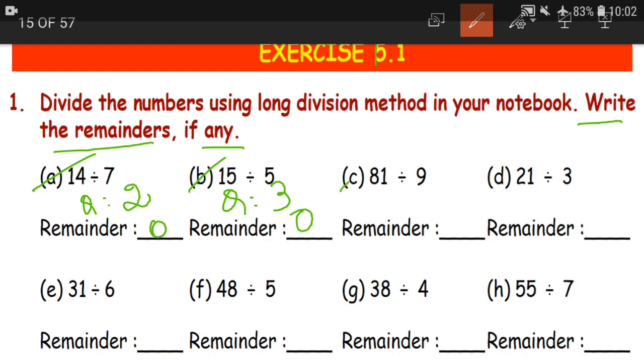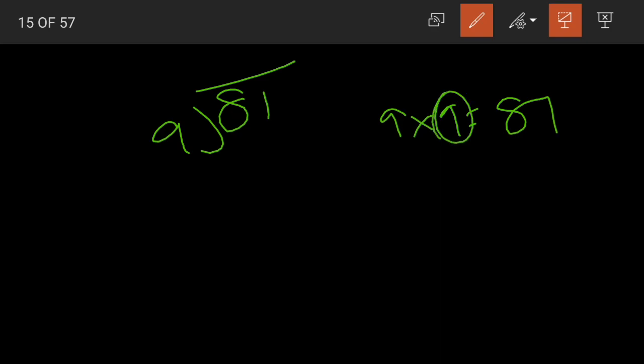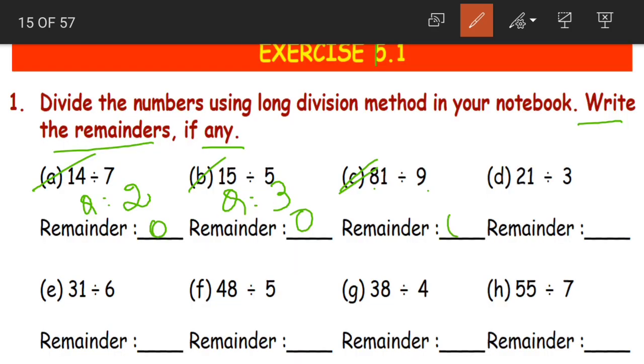3 is our quotient. Coming to question C, 81 divided by 9. Now again we know that in the 9 table, 9 nines are 81. So 9 becomes our quotient, writing 81 below the dividend. When we subtract, 0 will be our remainder. Again, what is the remainder here? 0, and the quotient is 9. Coming to question D, 21 divided by 3. Okay, we'll not do this because again here also we know that 3 sevens are 21. We'll get the remainder as 0 here, children.